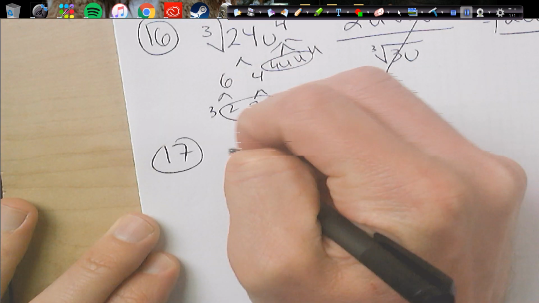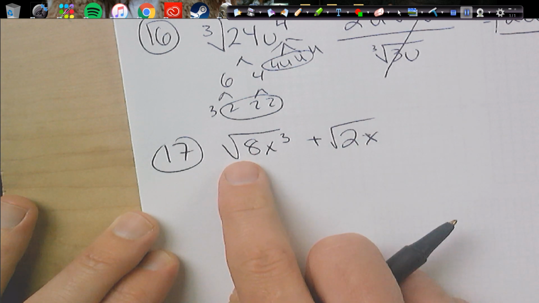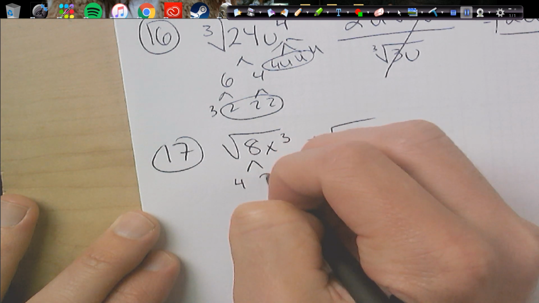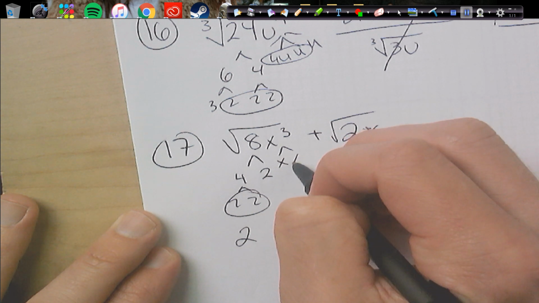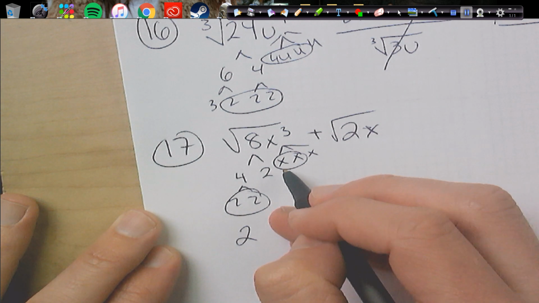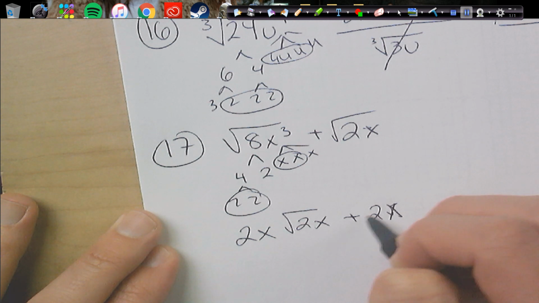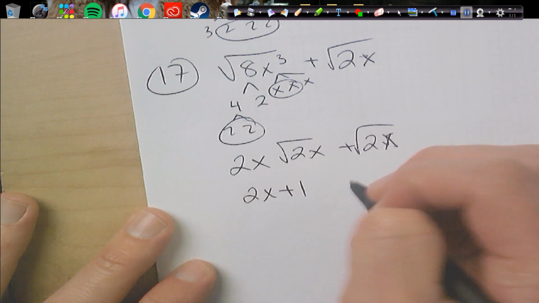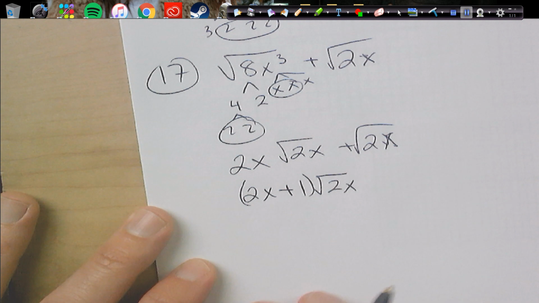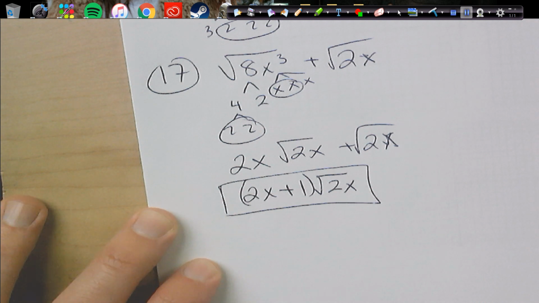Okay. Number 17. So the square root of 8, we can simplify this to 4 and 2 and 2 and 2, so we get to pull the 2 out. And this is x, x, and x. We get to pull that out, so we get to pull x out. We're left with 2x plus 2x square root. They have the same base, so we can combine them, but I can't add 1 to this, so we actually end up with this kind of funky version, where we get 2x plus 1 square root of 2x as our answer. Okay.